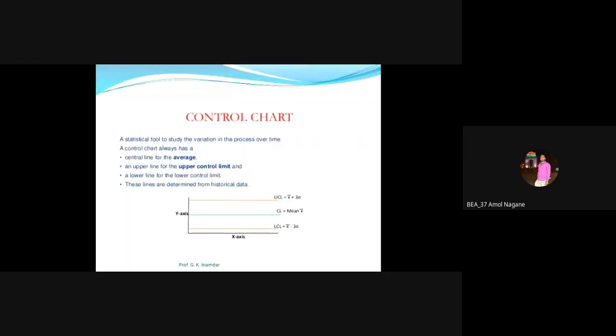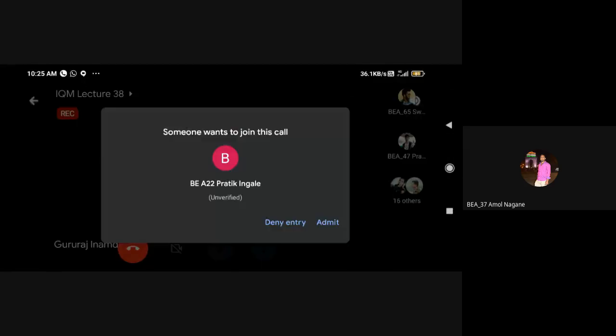Now basic information about the control charts. A center line for the average, an upper line for the upper control limit, and a lower line for the lower control limit. These lines are determined from the historical data. How can we decide the upper limit and lower limit? For that purpose some formulas are also there. We can decide that formula from the previous analysis. For example, upper control limit and lower control limit are equal to x bar plus or minus 3 sigma. This is some previous or historical data, and from that we can find out the limits.